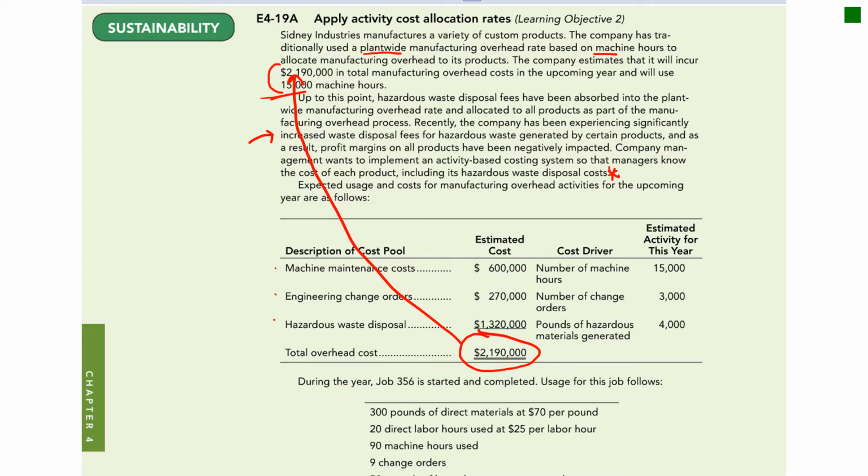Down below it says during the year, job 356 is started and completed, and usage for this job is as follows. On the next slide, we'll finish it, but basically this is your setup. Requirement 1 is going to be to use the traditional overhead rate, and the second part is going to be to use the activity-based rates.